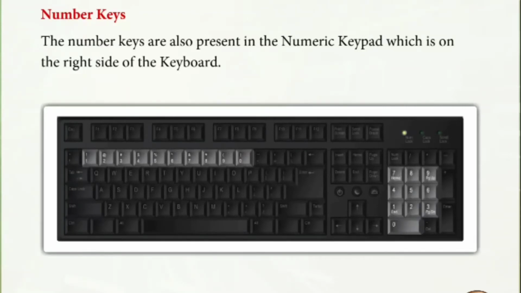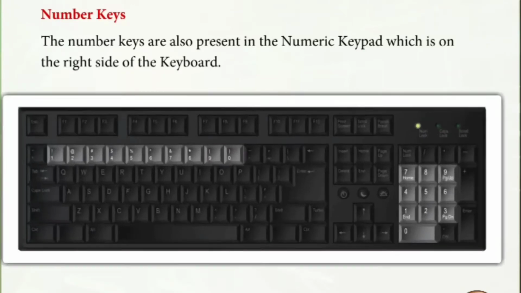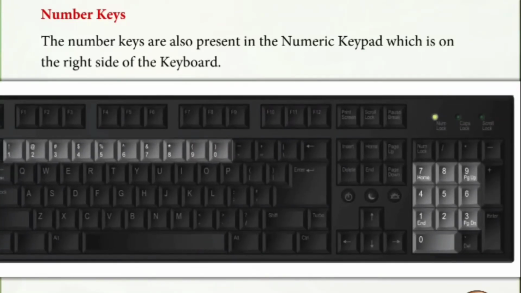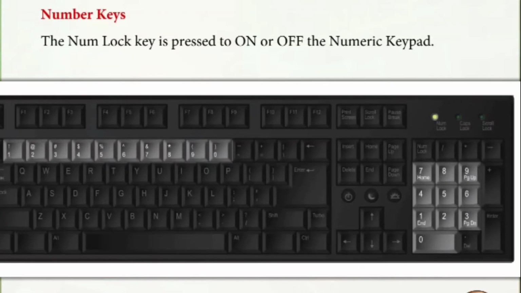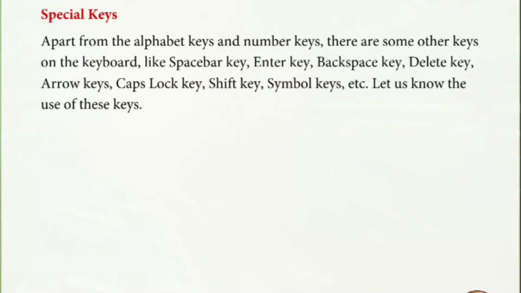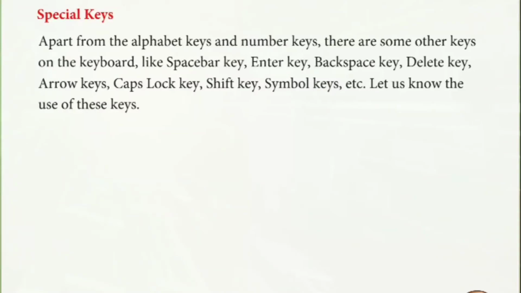The number keys are also present in the numeric keypad, which is on the right side of the keyboard. The number lock key is pressed to turn the numeric keypad on or off. Special keys. Apart from the alphabet keys and number keys, there are some other keys on the keyboard, like Spacebar key, Enter key, Backspace key, Delete key, Arrow keys, Caps Lock key, Shift key, symbol keys, etc. Let us know the use of these keys.